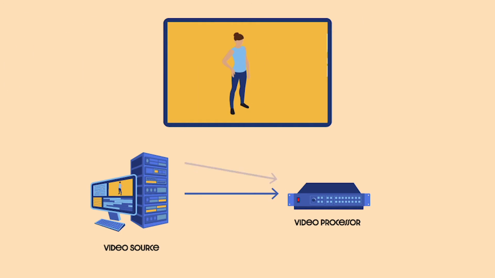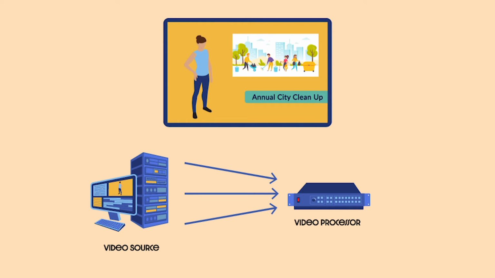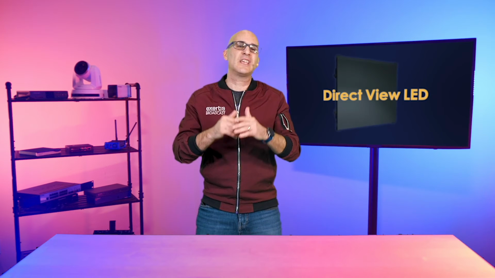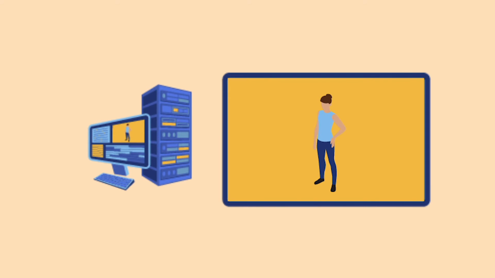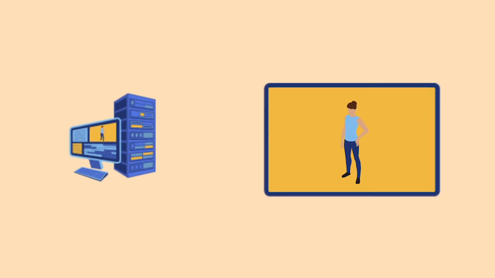If you choose to have more than one source on the wall at the same time, you may need a processor that can support picture-in-picture or image manipulation. In either case, plan on making room in your budget for an image processor to make sure your video wall looks its best. Lastly, we come to the video signal extender. In most cases, your production system is not directly next to your video wall. Your production happens on the other end of the room or maybe in a different room entirely.